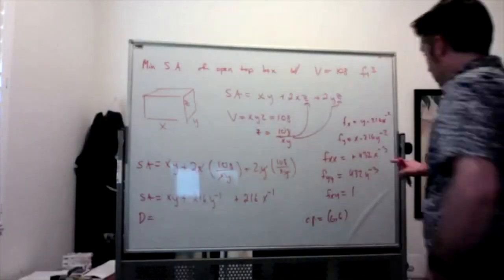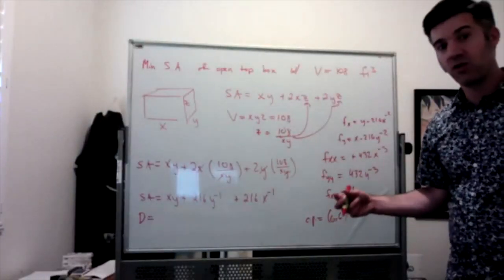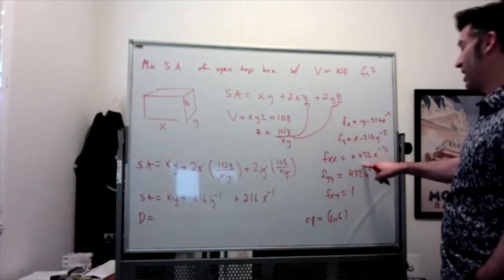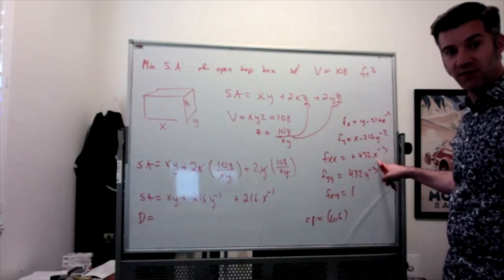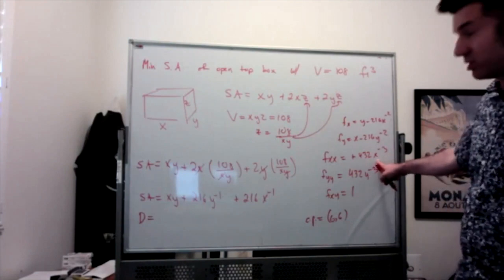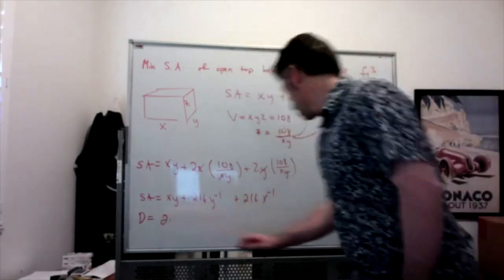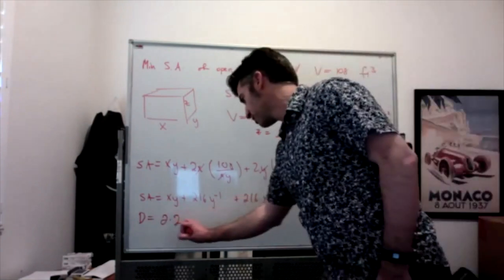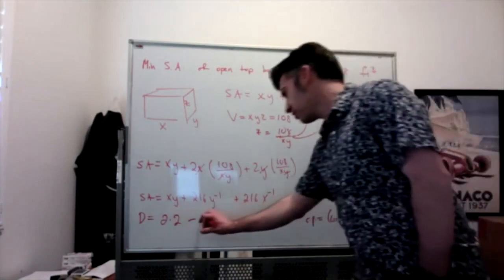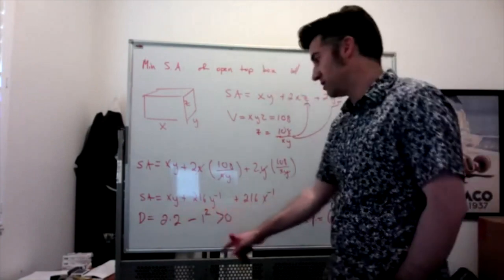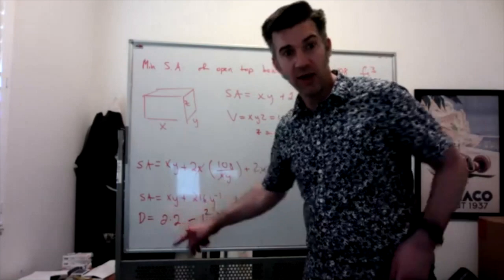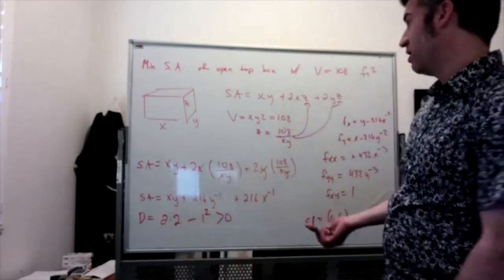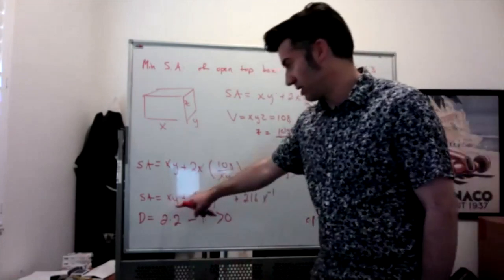6 to the negative third is 216 to the negative first, or 1 over 216. So 432 times 6 to the negative third is going to be 432 times 1 over 216, which is going to be 2. So you need 2 times another 2 when you plug in the point 6, 6, minus 1 squared. It's definitely positive, and since my second partials are both positive, it's concave up, so it's a minimum. And then to find the actual surface area, you would plug in 6 for x and 6 for y.